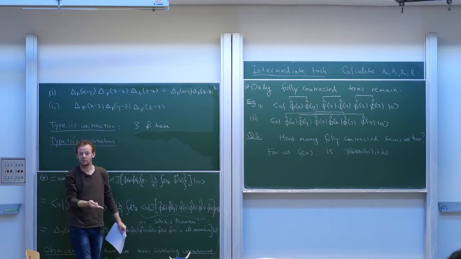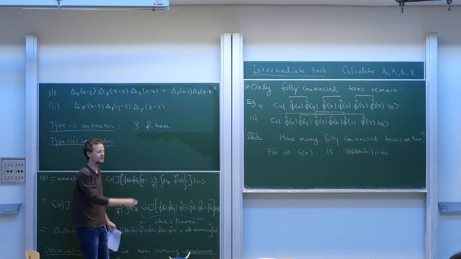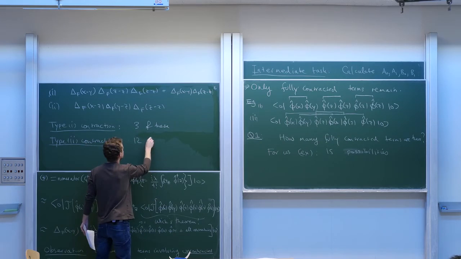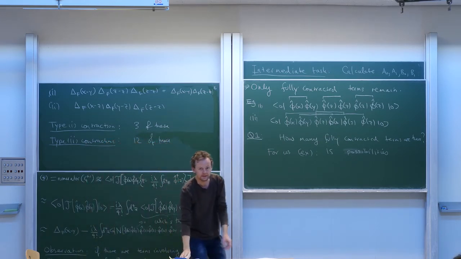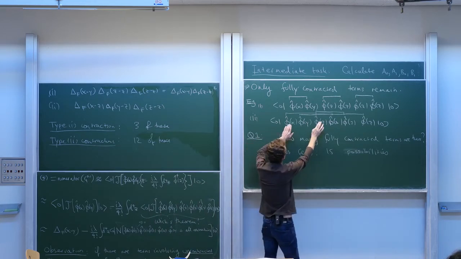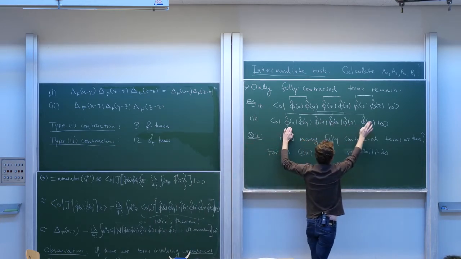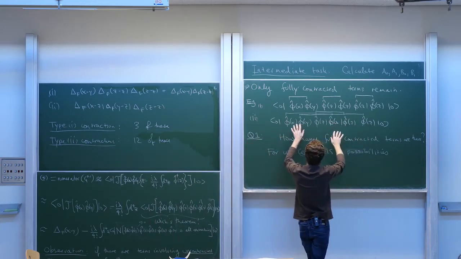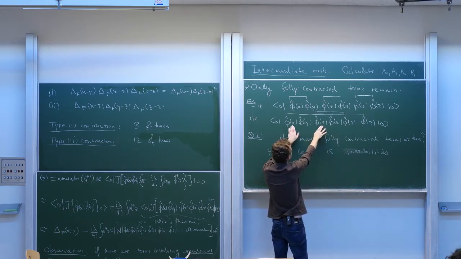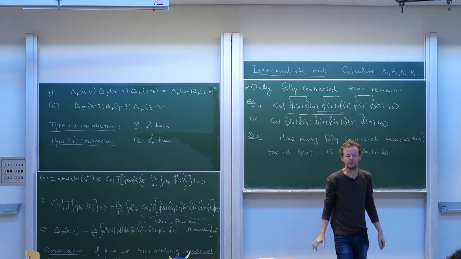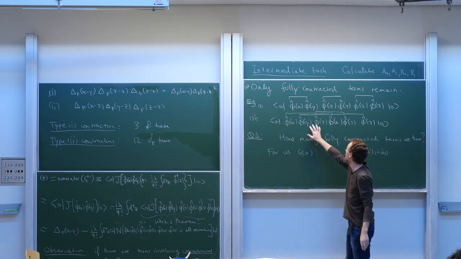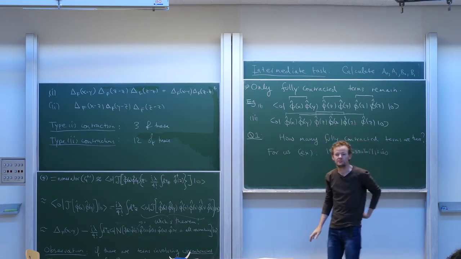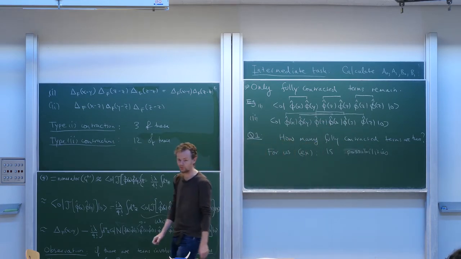And if there's 3 type 1s, there must be 12 type 2s. Which you can also verify just by brute force, right? 1, 2, 3, 4. And then for every choice of x and z, you've got 3 choices of how to pair up y with the remaining z's. So that's how you get 12.